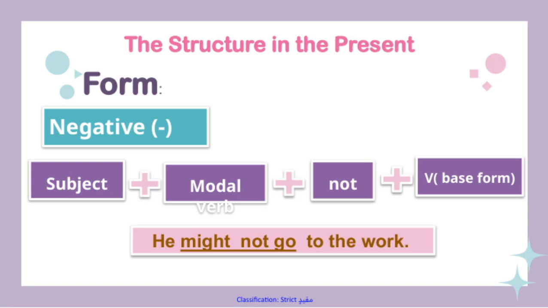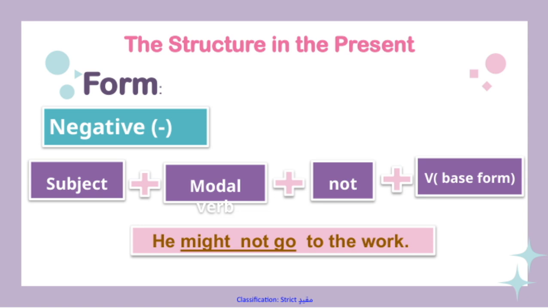Now let's look at how we form the negative in the present tense. When we want to say that someone might not do something, we use the structure, he might not go to work, for example. The key here is that we're using the modal verb might followed by not to make it negative. The base form of the main verb, in this case go, stays the same.